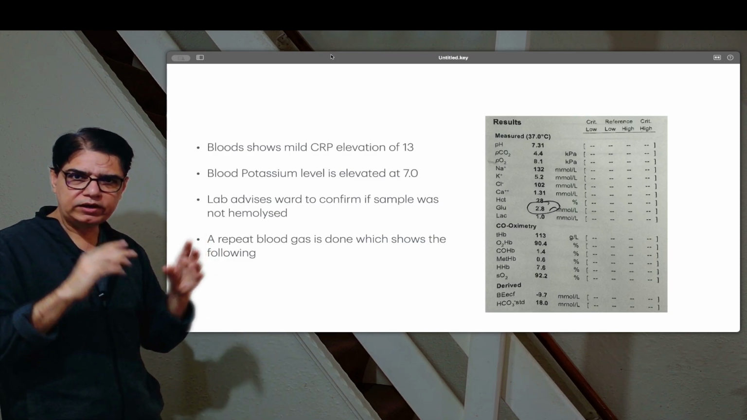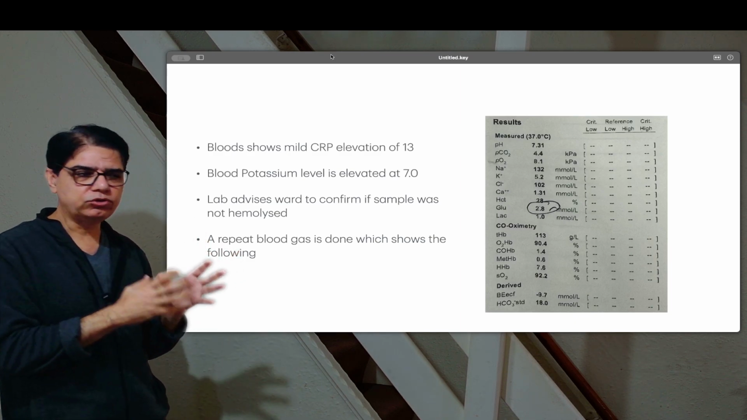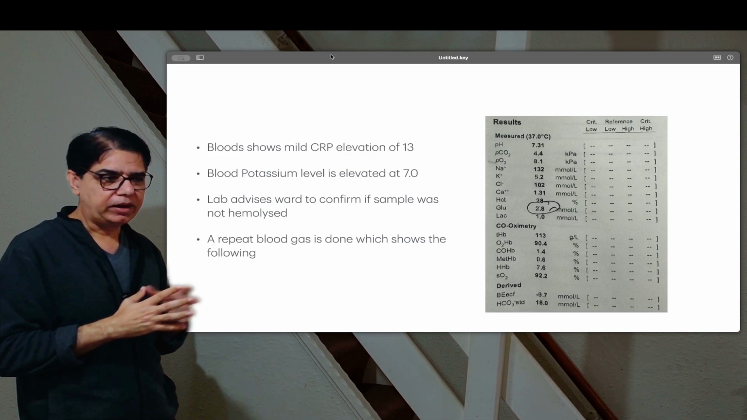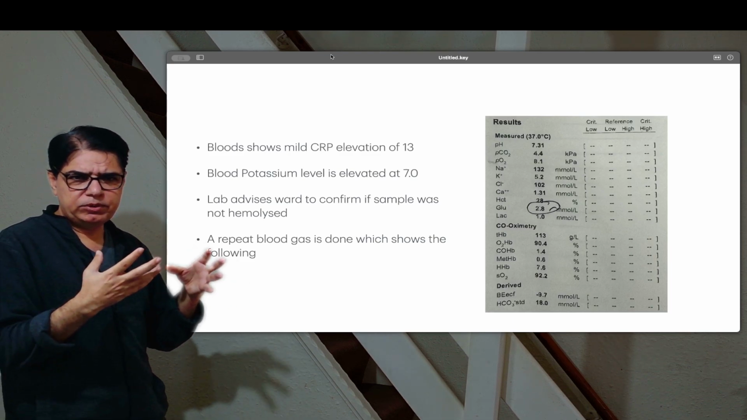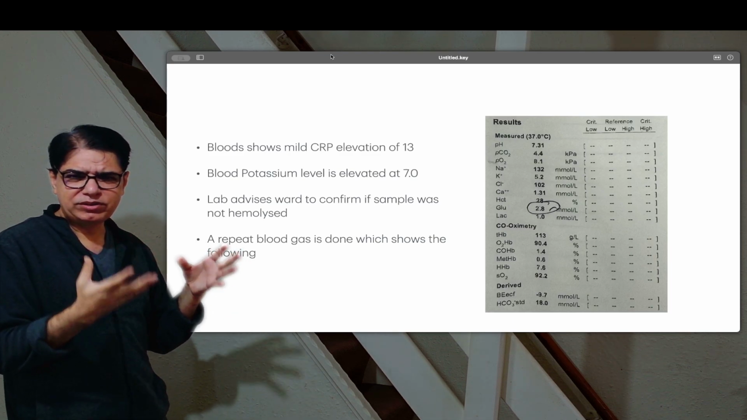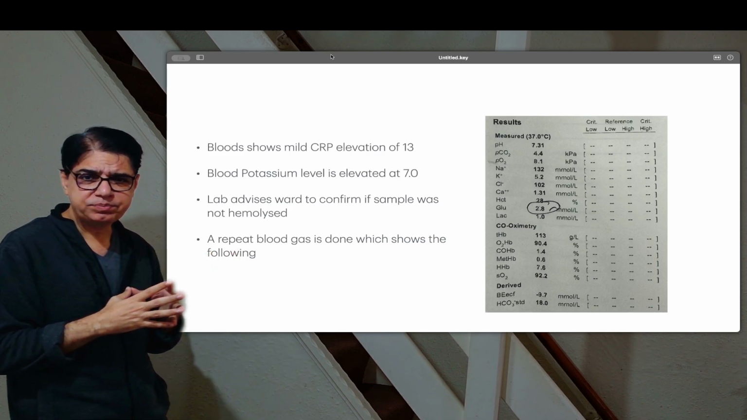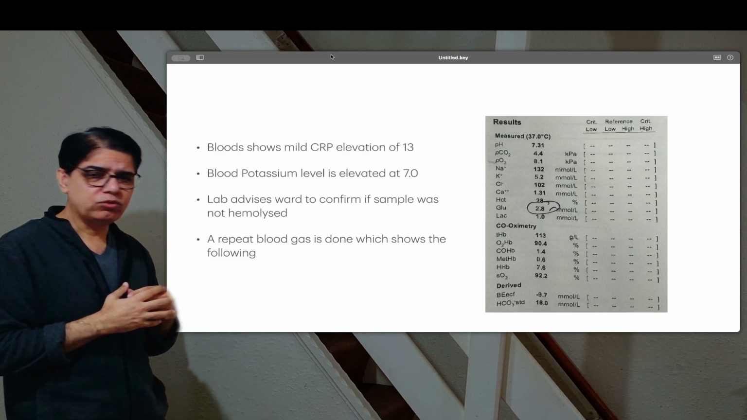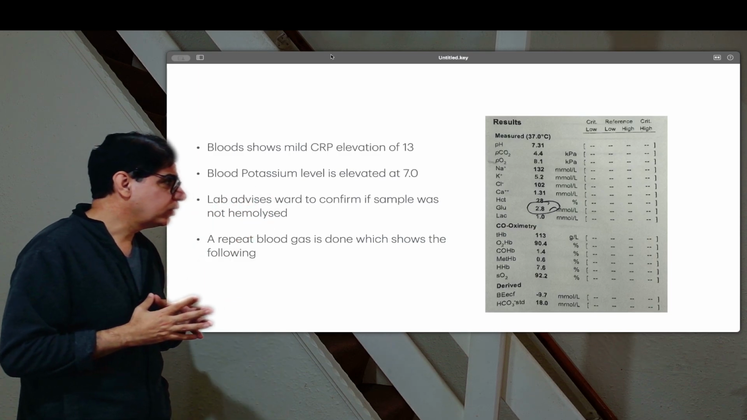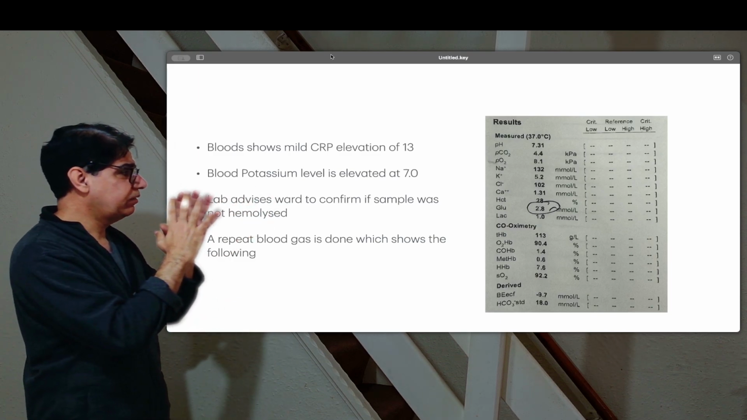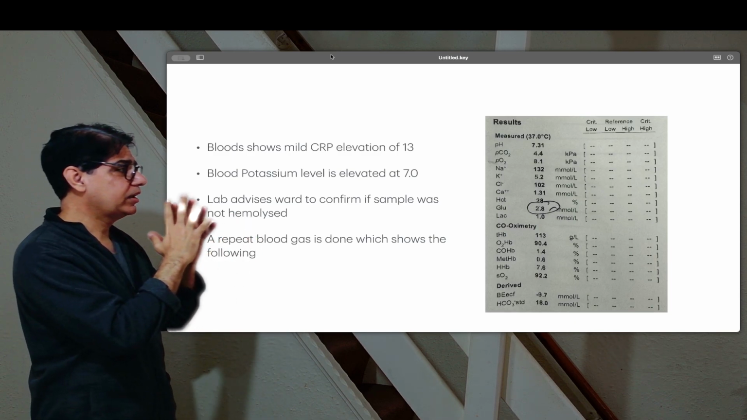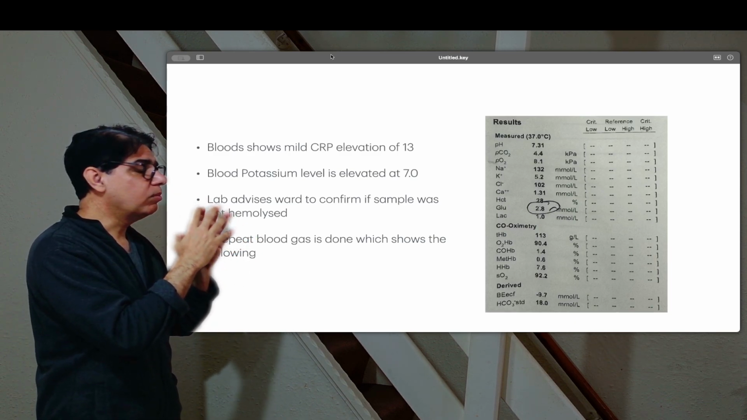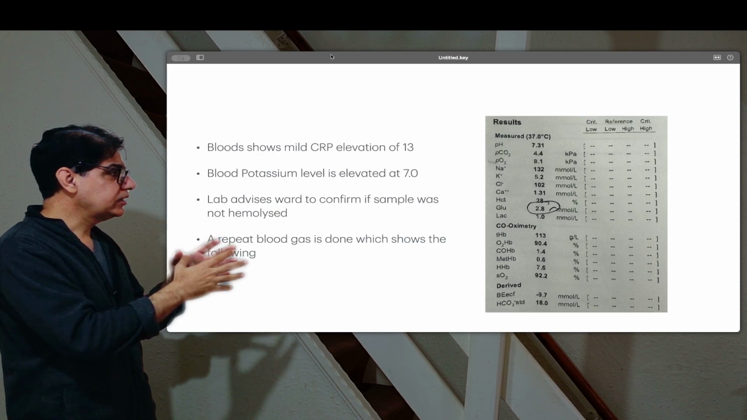Now, this also alerted the doctors, and they decided to do a repeat blood gas. The CRP was also mildly elevated, around 13, but nothing significant. When the repeat blood gas was done, that is in front of you, and you can once again see that despite this girl having dextrosol, despite this girl having a bolus of normal saline, she is still acidotic.